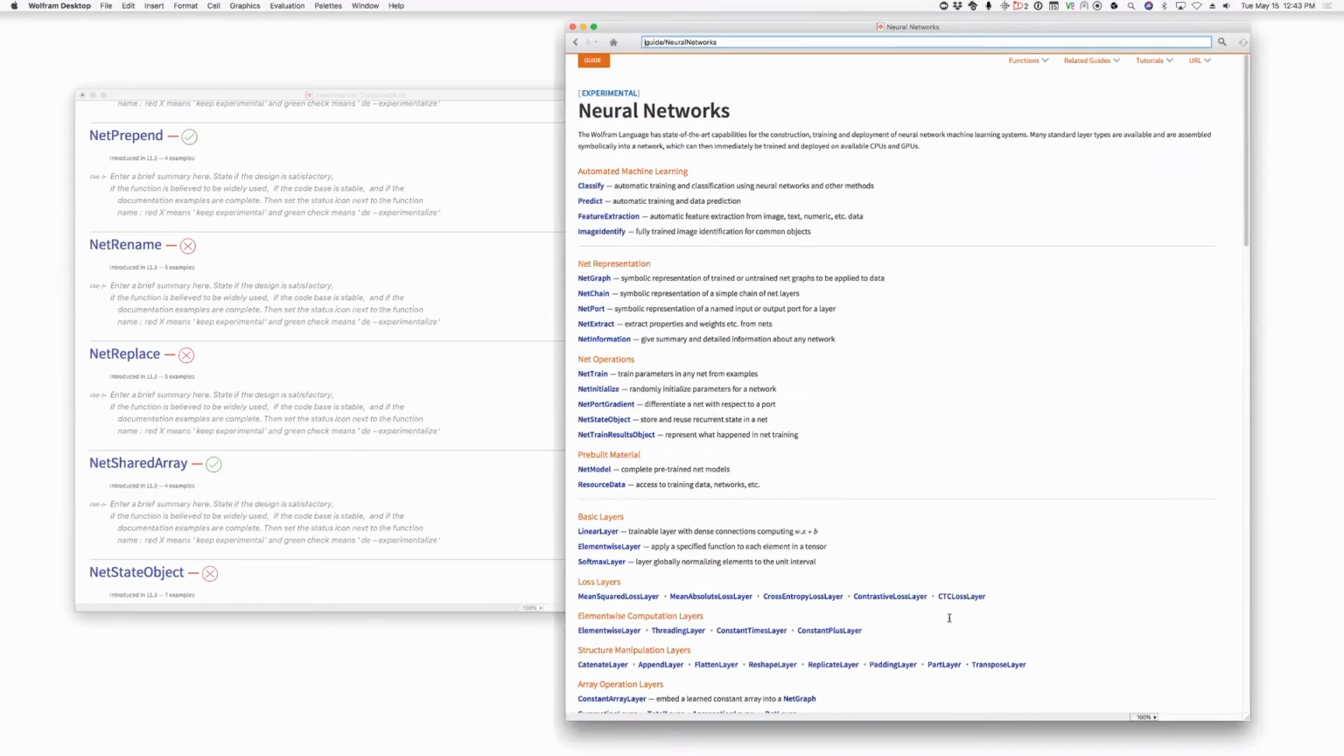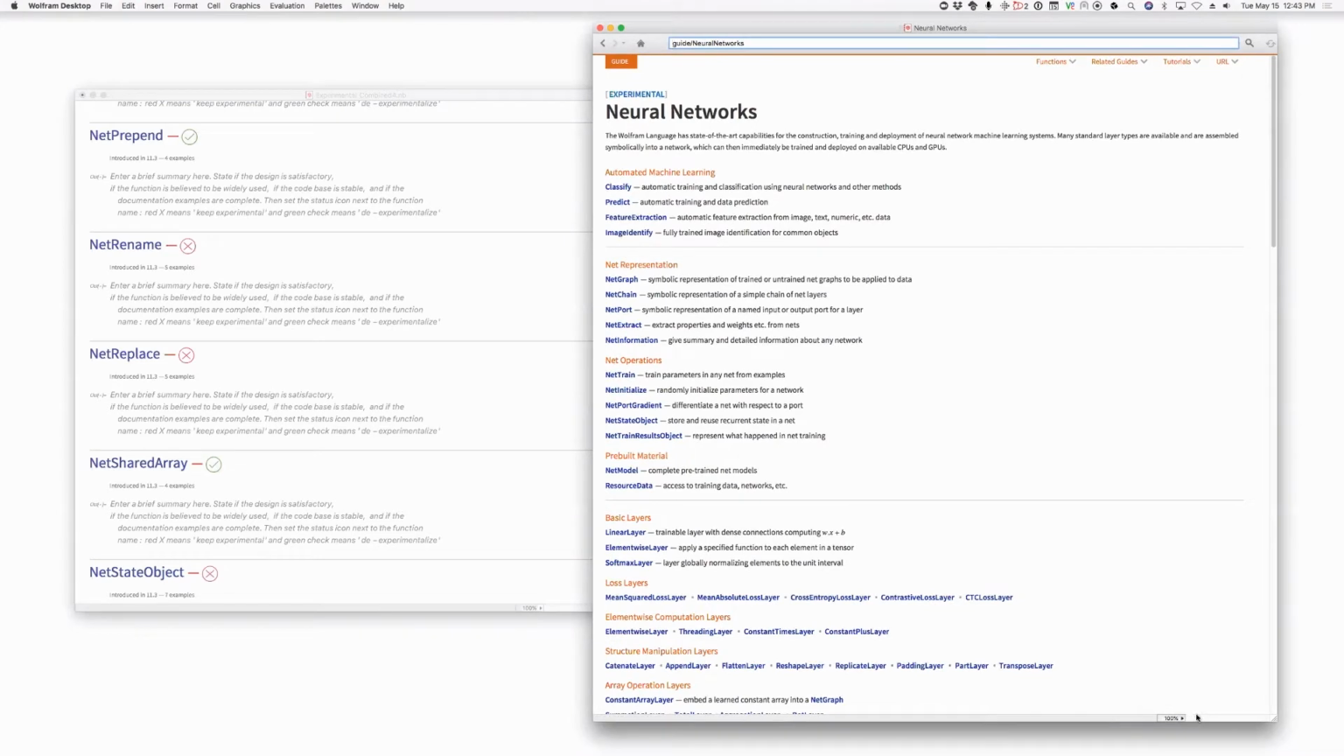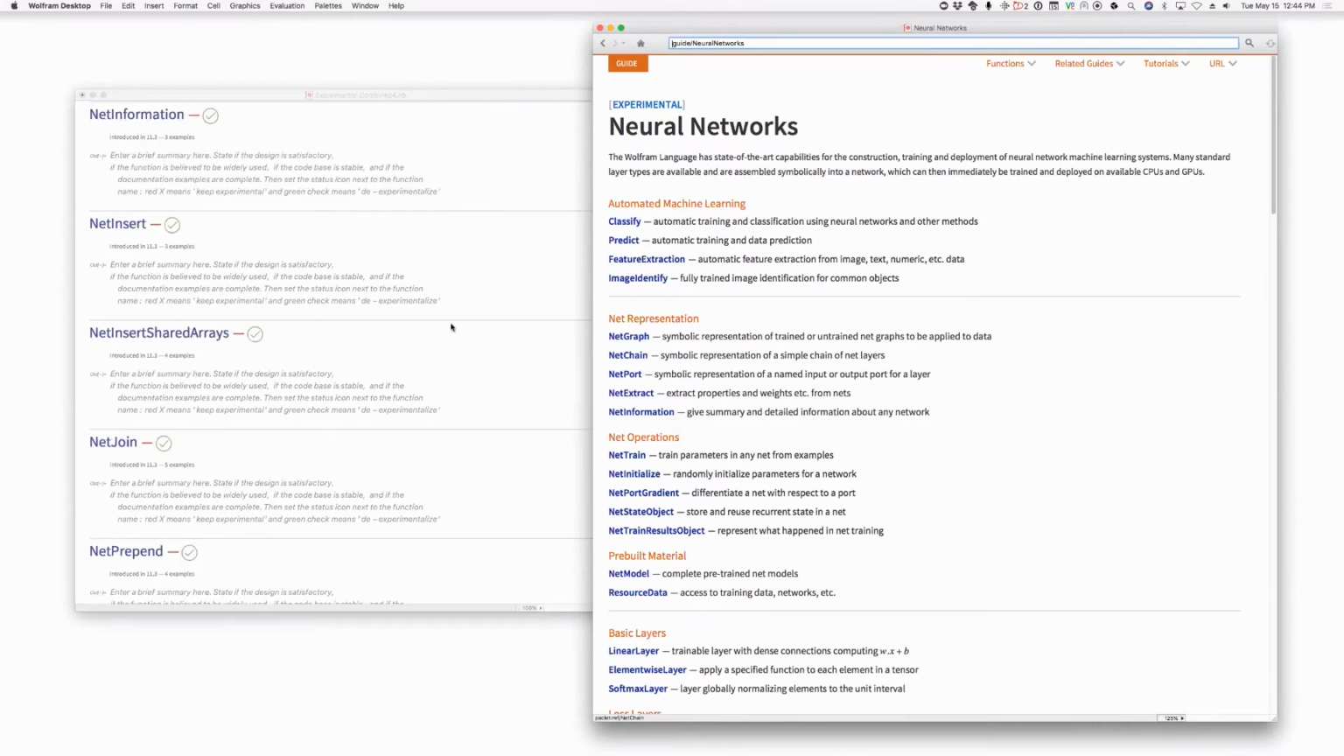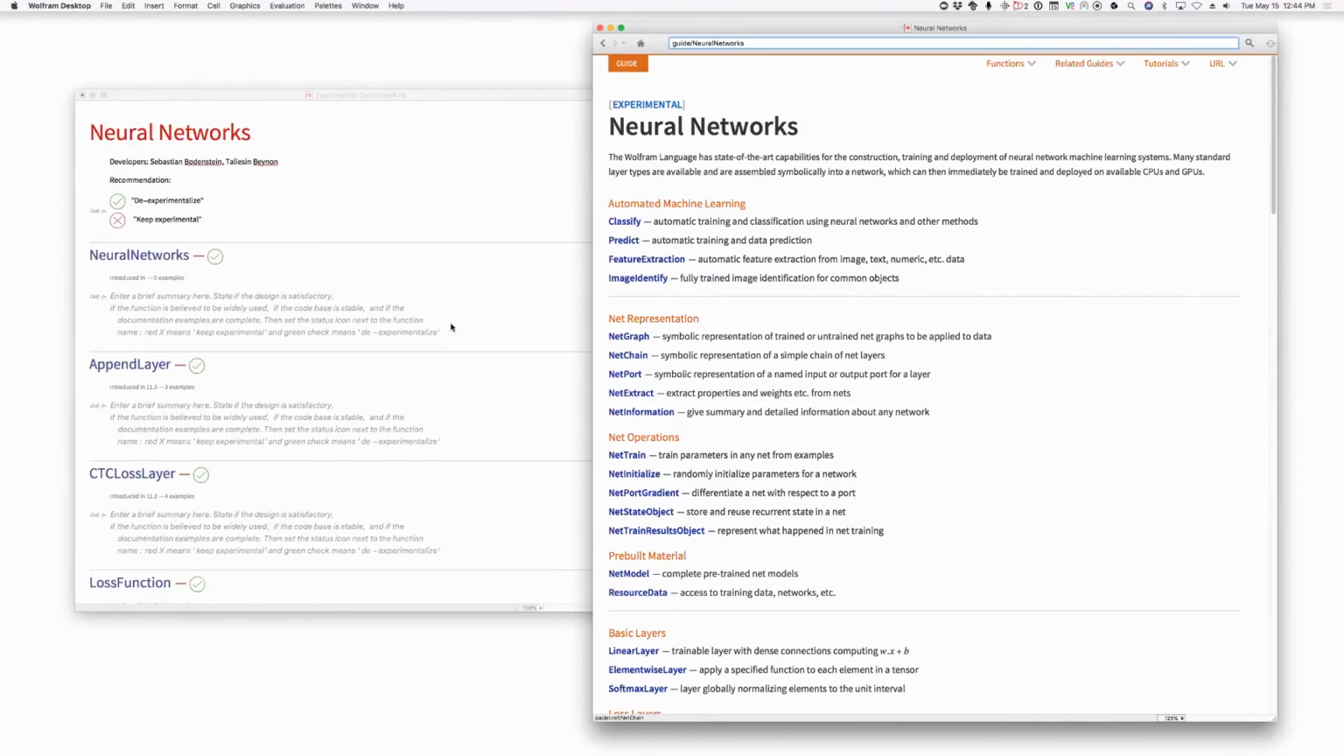Well, so should we be looking at this page? Sure, yeah, exactly. Okay. Is anything non-experimental on this page of the neural net stuff? Okay, so the higher level functions which use neural nets are non-experimental, but the functions which are the low level representation of neural nets are considered experimental, yes? Exactly.